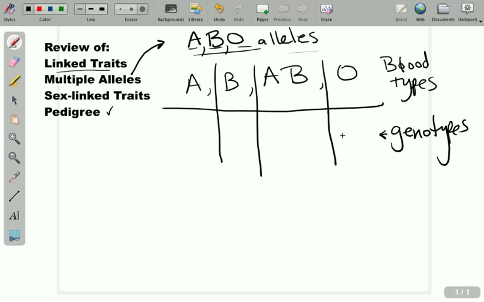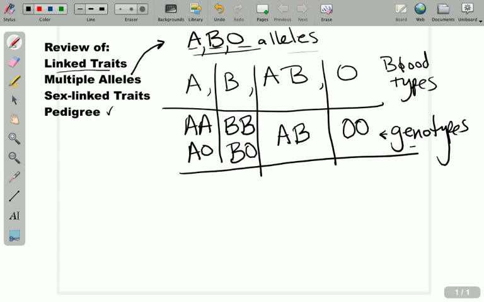Genotypes. We'll go backwards. If you're O blood type, then you carry two O alleles. If you're AB blood, that means you have one A allele and one B allele. If you're B blood, you're either carrying two B alleles or one B and the O allele. And the same for A: AA or AO. So these are the genotypes for the blood. You can be A blood type but have two different genotypes: totally two A's, or an A and an O.